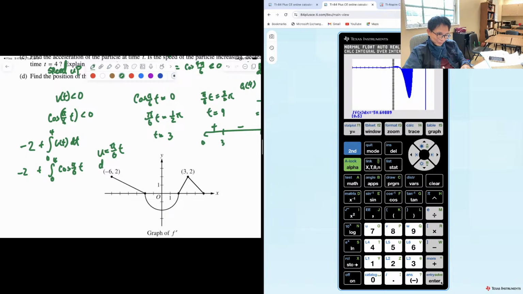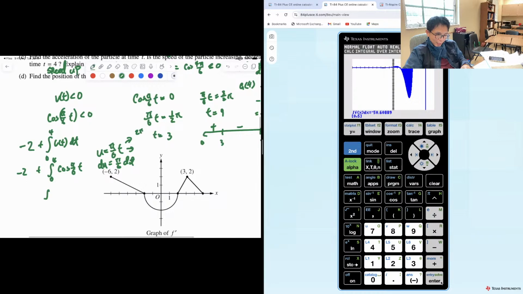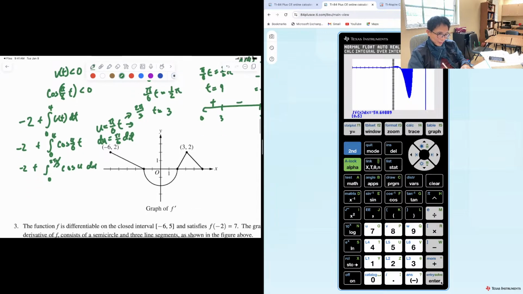I told Omar you can use du equal to pi over 6 dt, right? So therefore, I'm going to plug in the boundaries. 4 becomes 2 pi over 3, and 0 stays 0. Is that okay? Then that's going to be the integral of cosine of u du. Now what's the integration of cosine of u? It's going to be sine of u, right?